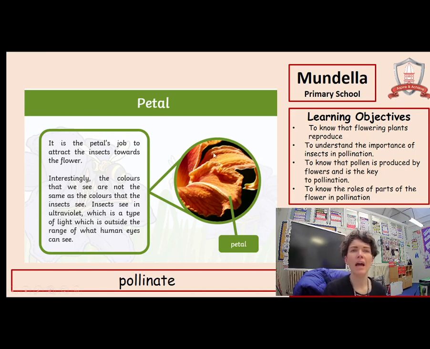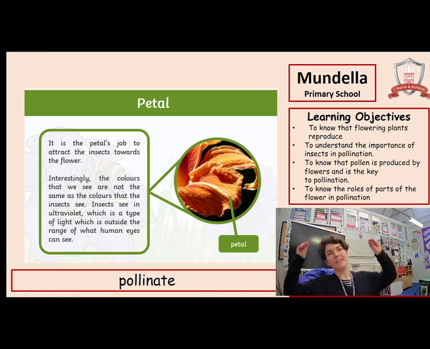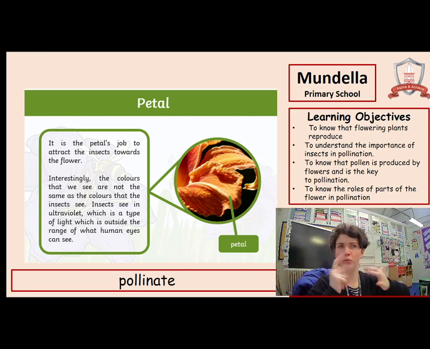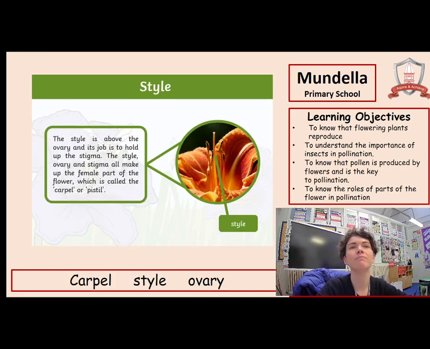Okay, so we have here the petal. It's the petal's job to attract the insects towards the flower. So if you remember with the bee, it was attracted by the bright colours and the sugary sweetness. However, the colours that we see are not the same as the colours that the insects see. Insects see in what we call ultraviolet, which is a type of light outside the range of what human eyes can see. So it's like a very kind of intense type of colour that the insects can see.